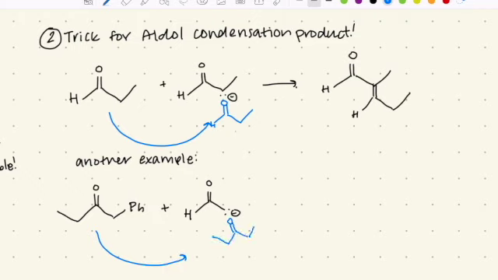Here we're using a ketone group and just an aldehyde enolate, so two different molecules, but you can see that it works the same way. We're taking that oxygen, putting it right underneath the negatively charged carbon, and it's going to form the double bond right where that new bond would form.